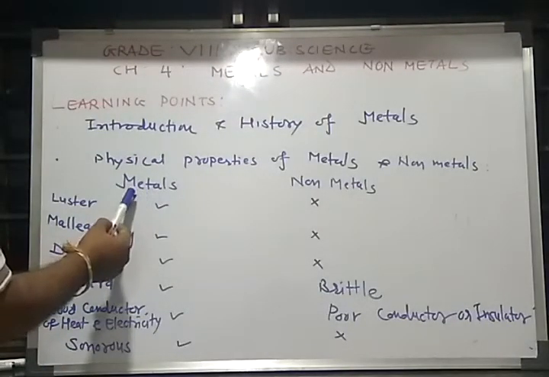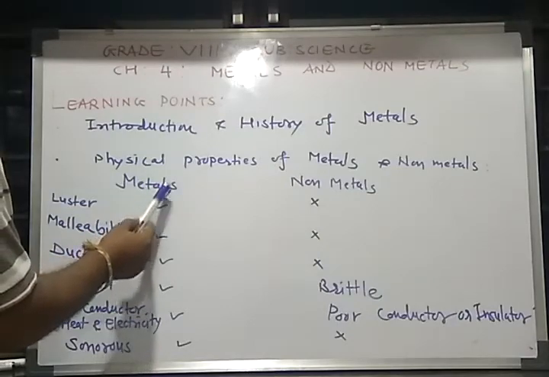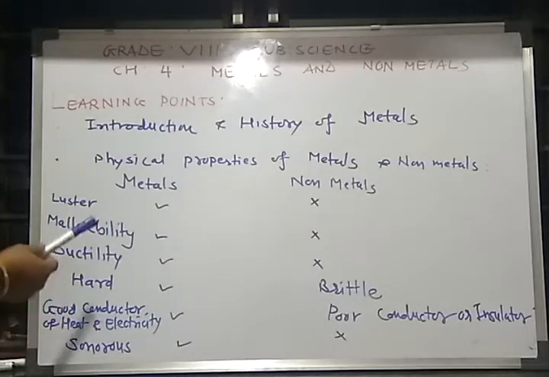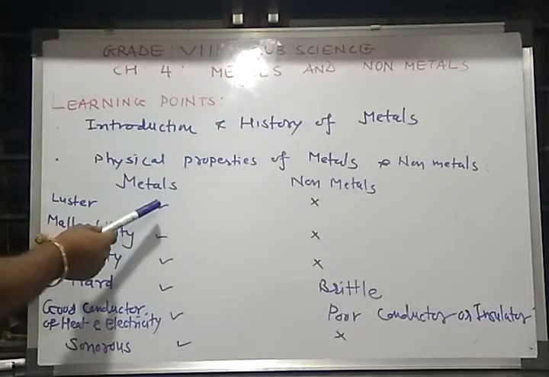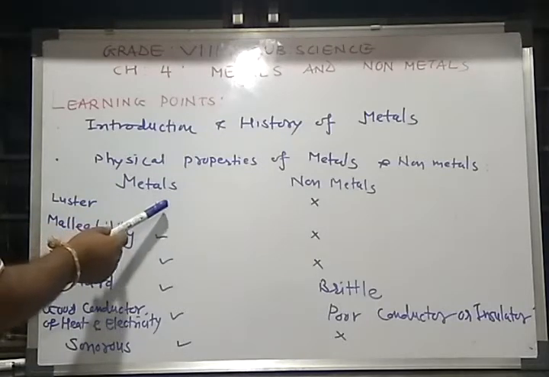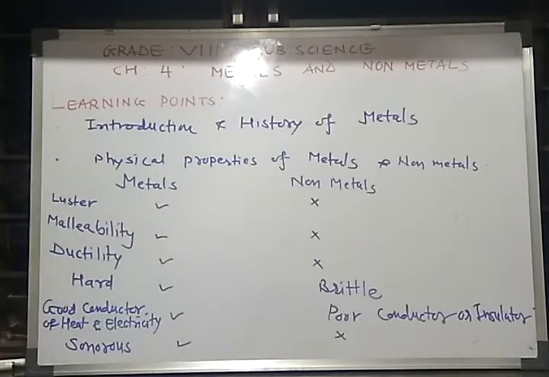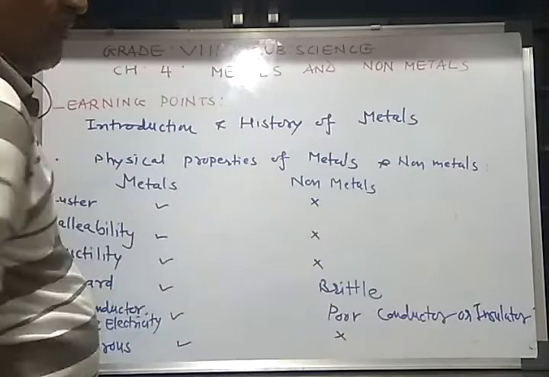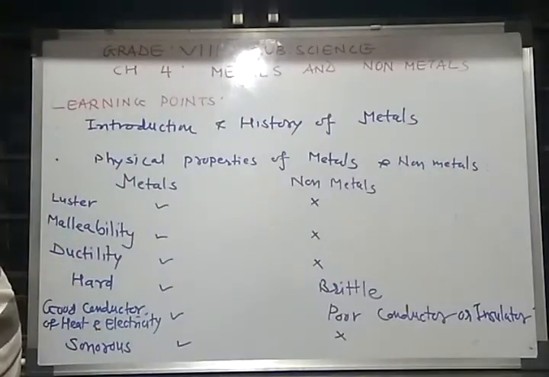Here I have bifurcated metals and non-metals. The first physical property is luster. Metal has a lustrous property, which means metal has shine, while non-metals have dull properties. They do not have shine.